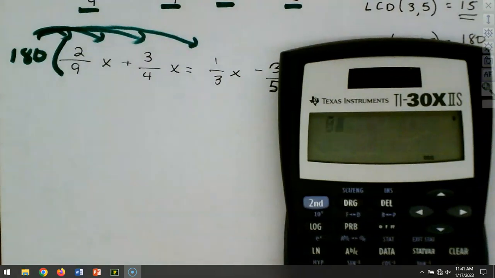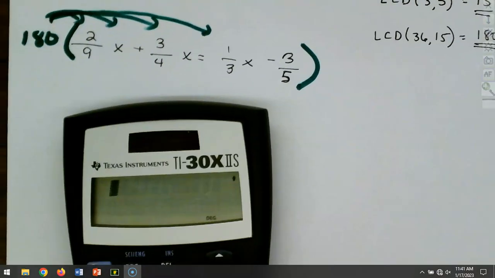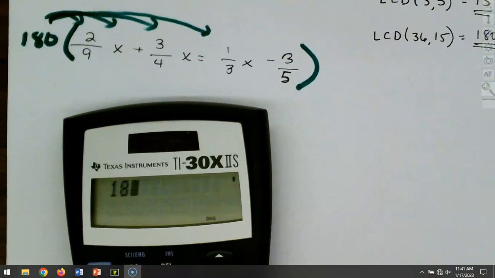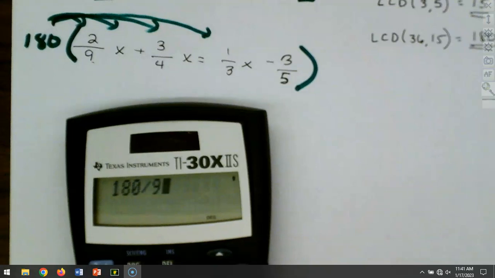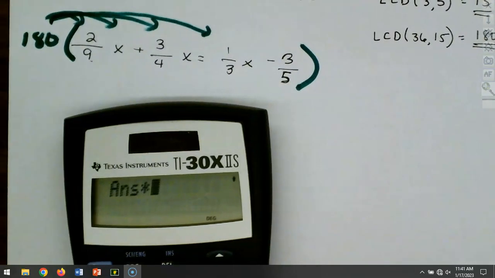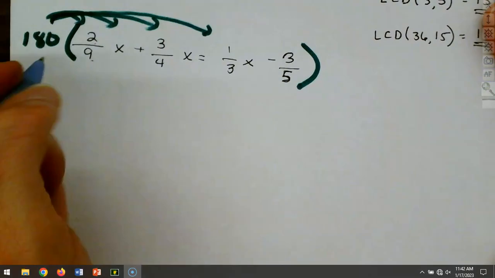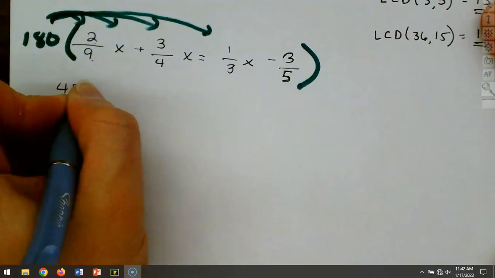We take the 180. Move it so we can see. Here we can see it. We've got the 180. We're going to have to do what? Divide it by 9. So that's 20. And then multiply it by what? 2. That makes that piece then what? 40. So that is 40x.